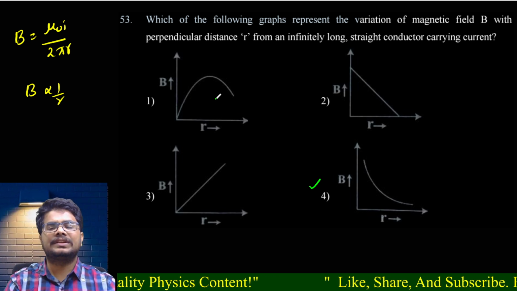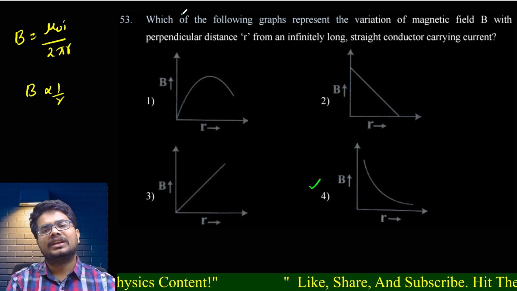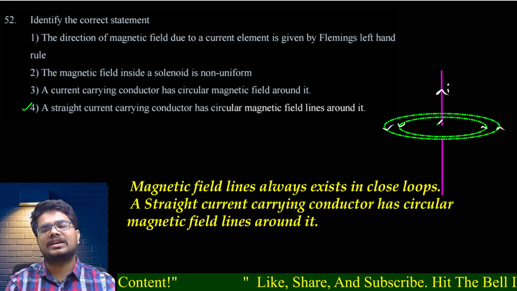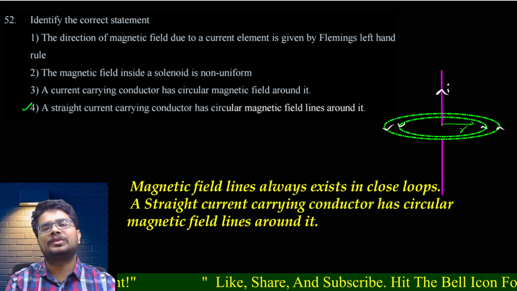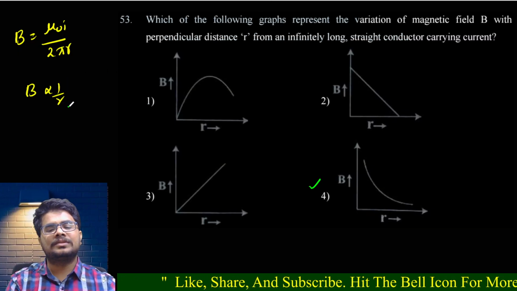53rd question. What does it say? In the previous question only, magnetic field at a distance r, what can we find? Mu naught I by 2 pi r. So B is inversely proportional to r.